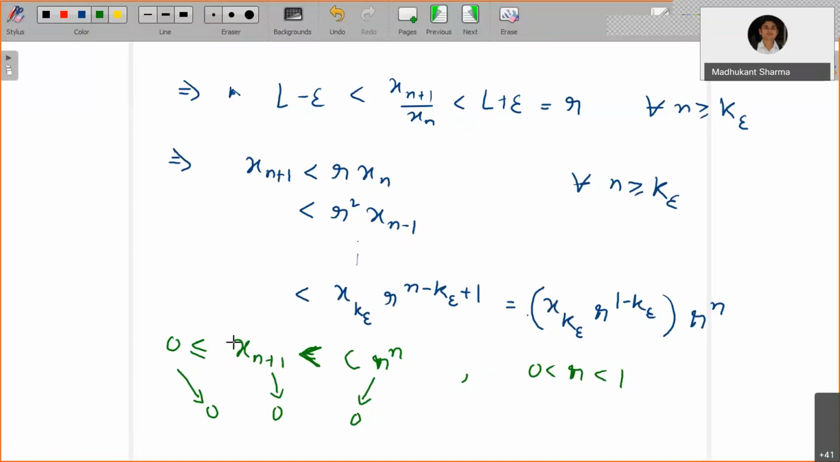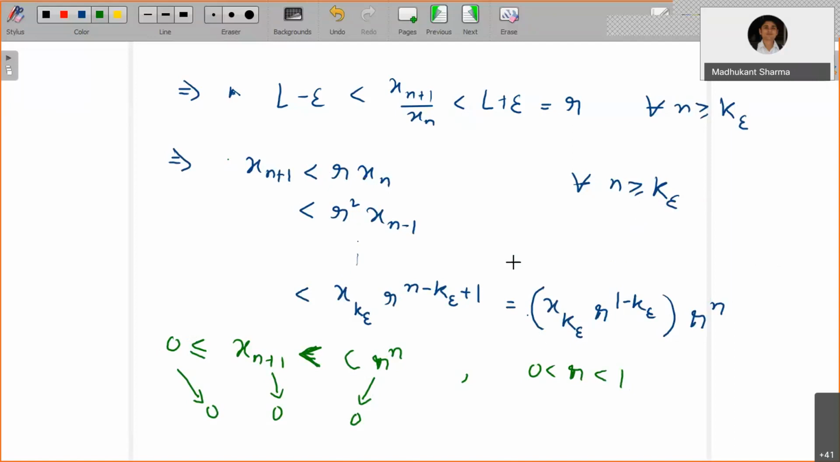Sir, please repeat the second last step. x k epsilon, R raised to n minus k epsilon plus 1. Okay, this one. Yes. See, we are using the recurrence relation now, to dominate further. To dominate further, you have to find out the pattern. What should be the last term? Since this result holds true for n greater than or equal to k epsilon, you can't go below k epsilon. It's like k epsilon minus 1, k epsilon minus 2, and so on. For those, the inequality may or may not hold true.